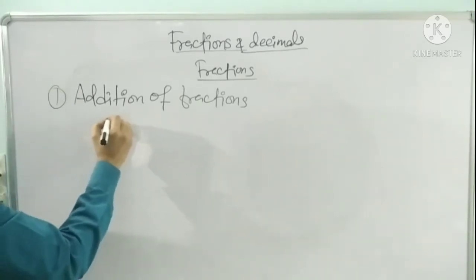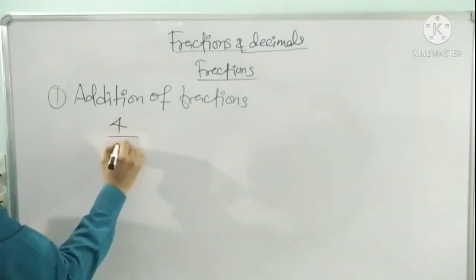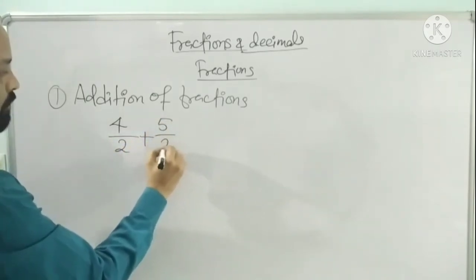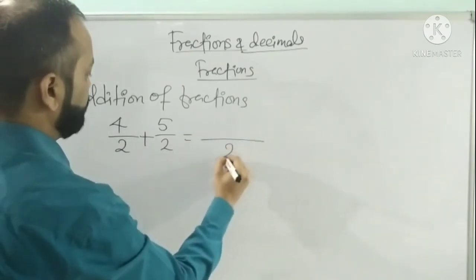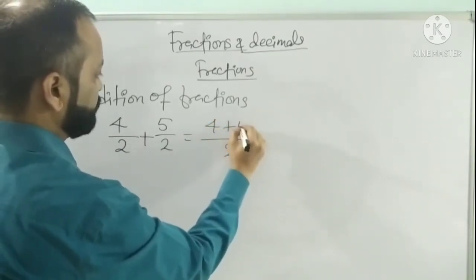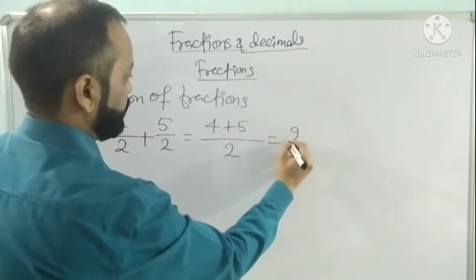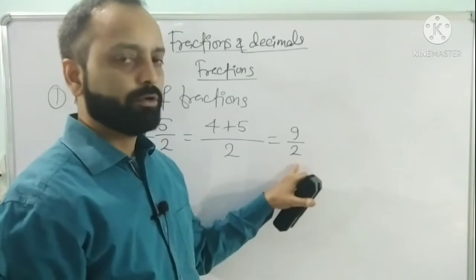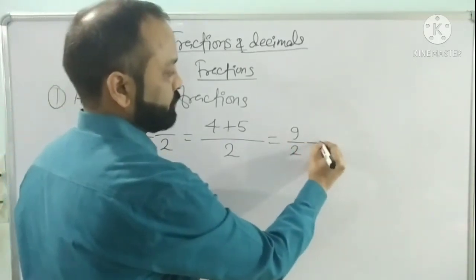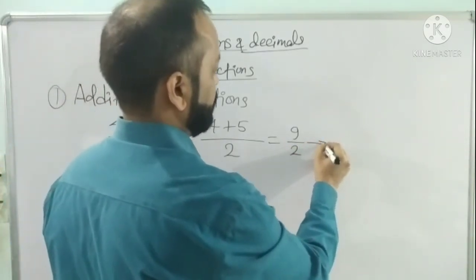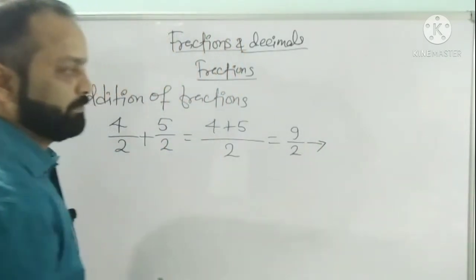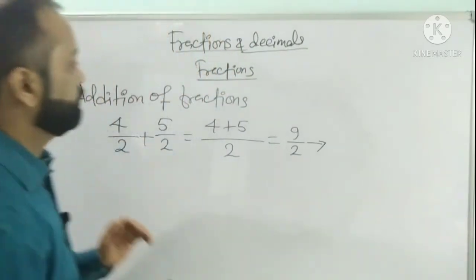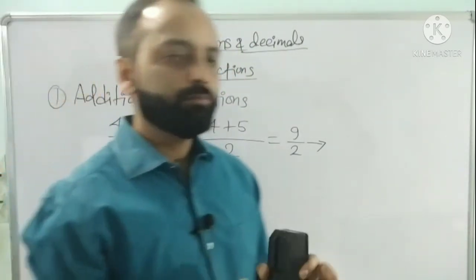Now another example of like fraction. So this will be 2, this will be 4 plus 5, or 9 upon 2. Correct? So this is 9 upon 2. We can also simplify it, but that will go as a mixed fraction. So that we will understand whenever we will be discussing mixed fractions.